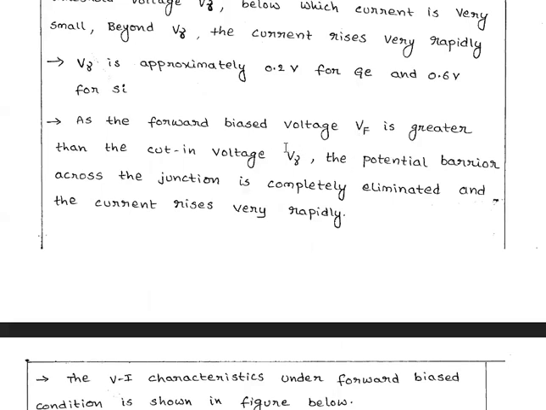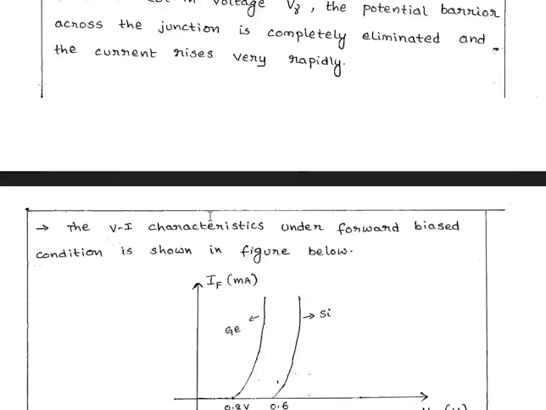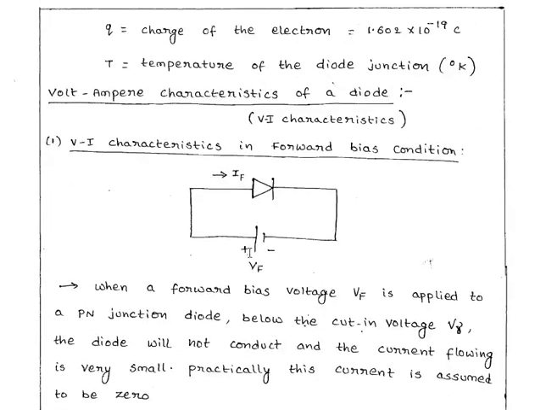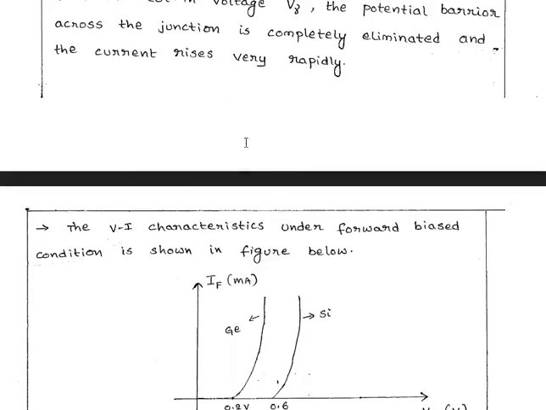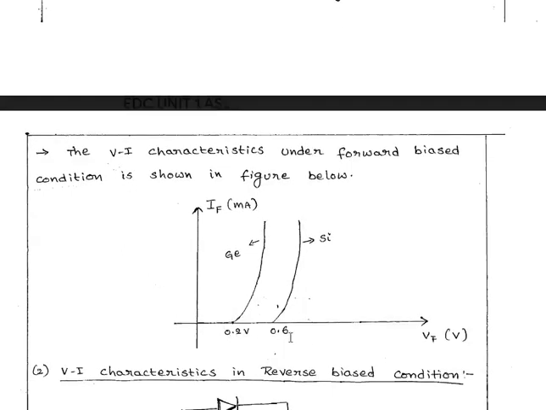V gamma is the PN junction diode voltage. The potential barrier across the junction is completely eliminated and the current rises very rapidly. That is, Vf, the potential of the battery, is greater than the potential barrier of the PN junction diode. Then this potential barrier present in this PN junction is completely eliminated and it leads to current flow in this manner. So due to the rapid rise, it will lead to current flow.